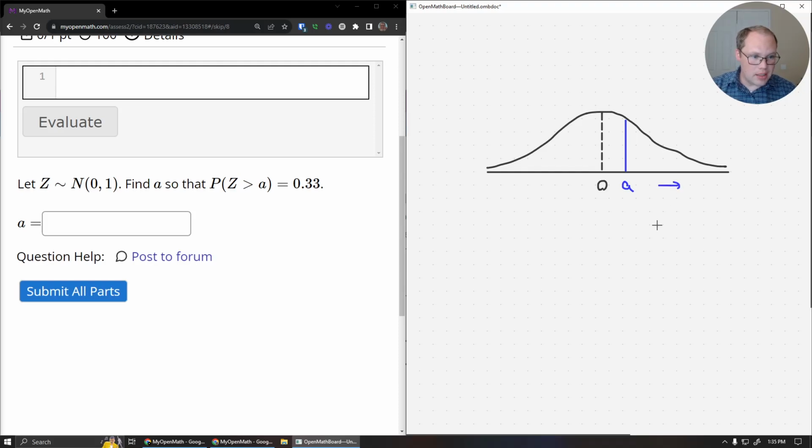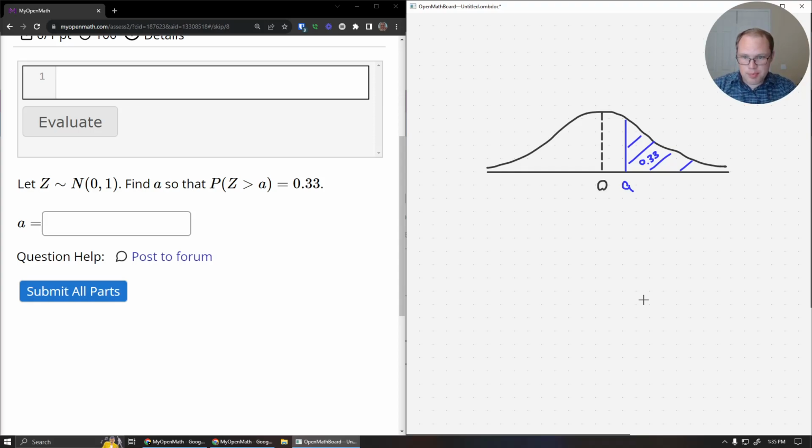Greater than is to the right, so that's the side I shade. So this area needs to be 0.33. Okay? So for this problem, they are telling us the probability, and we need to find the Z value.